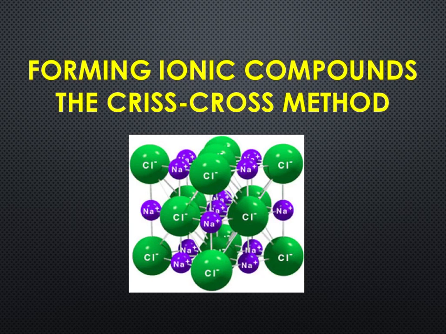One of the more straightforward ways of forming ionic compounds is using this method called the Criss-Cross method. It's fairly straightforward, fairly easy to do. It doesn't require a lot of math and manipulation, but you do have to understand what oxidation numbers are and how to assign them.